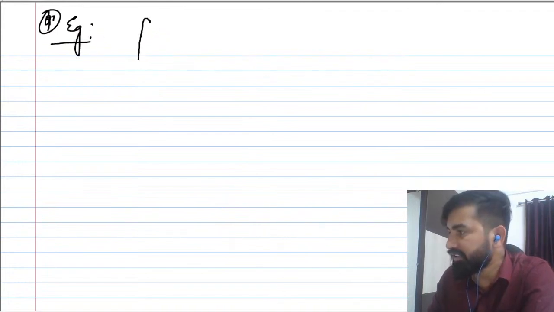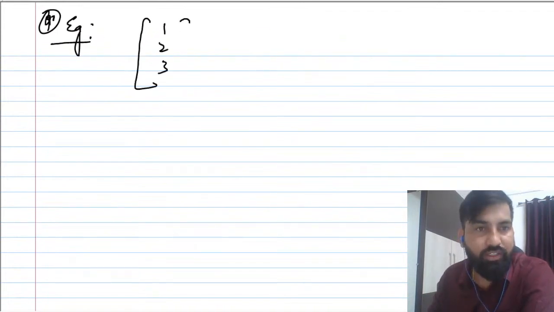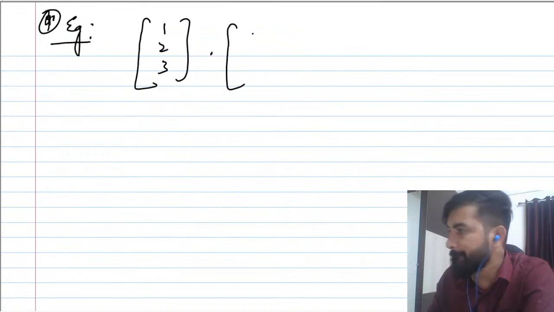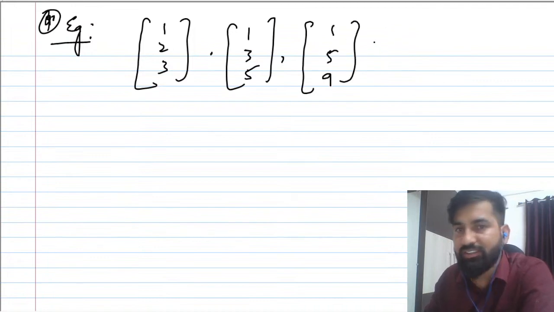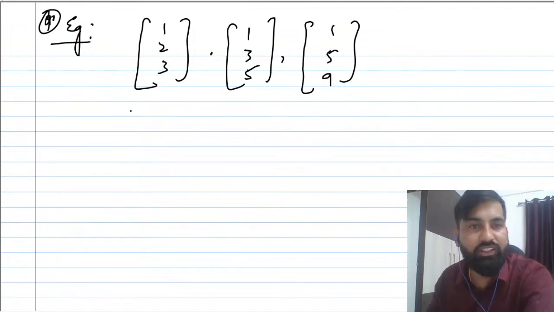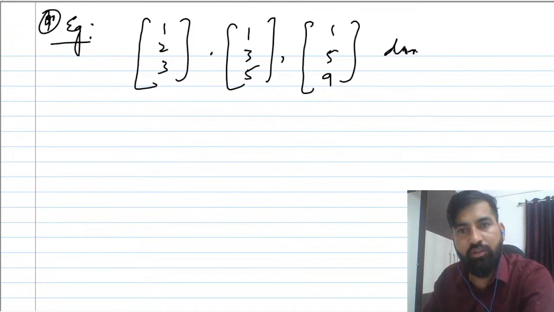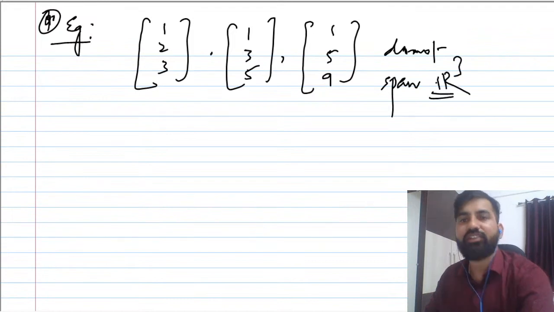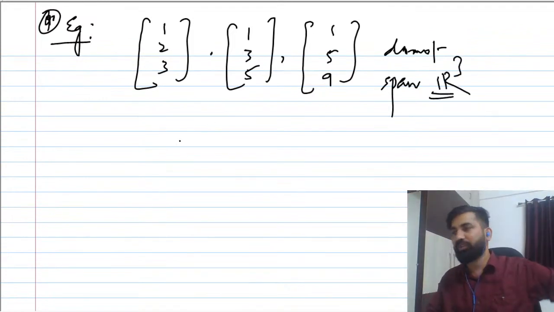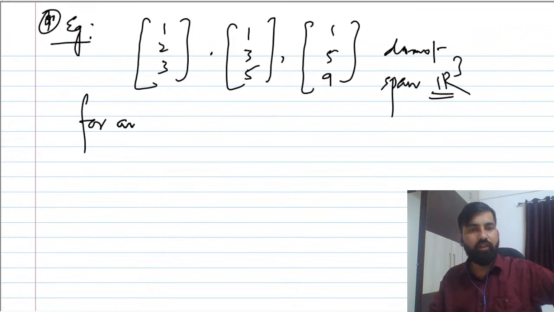Suppose these vectors are there: 1 2 3, and 1 3 5, and 1 5 9. Three vectors are there, and I'm saying that they do not span R3. They do not span the vector space.